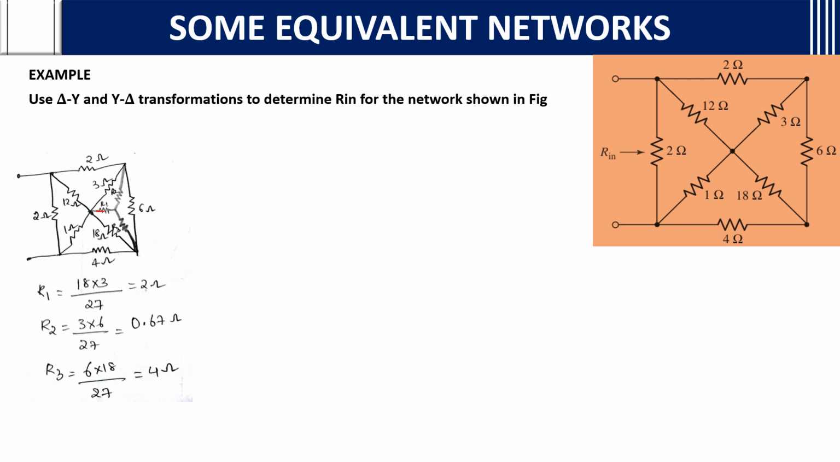If you see here, this is R1, R2, R3. We need to find R1, R2, R3. For R1, what are the opposite resistances? That is, nothing but the adjacent resistances: 18 into 3, divided by the addition of 18 plus 3 plus 6, that is 27. We will get R1. Then for R2, what are the adjacent resistances? 3 and 6. So you multiply those two and divide by the sum of all the delta resistances, that is 3, 18 and 6. If you add, you get 27. So it is 0.67. For R3 also, the adjacent resistances are 18 and 6. You multiply them both and divide by 27. So you will get 4 ohms as R3.